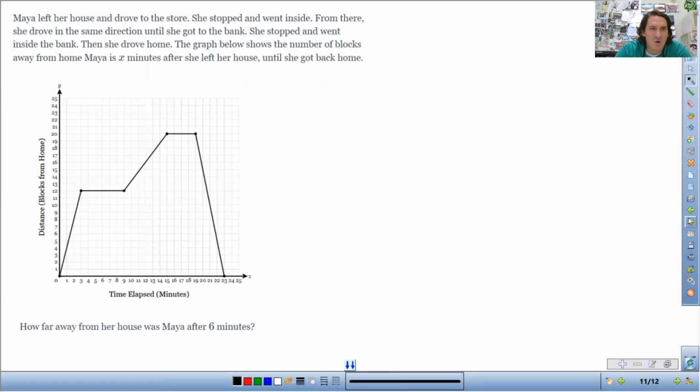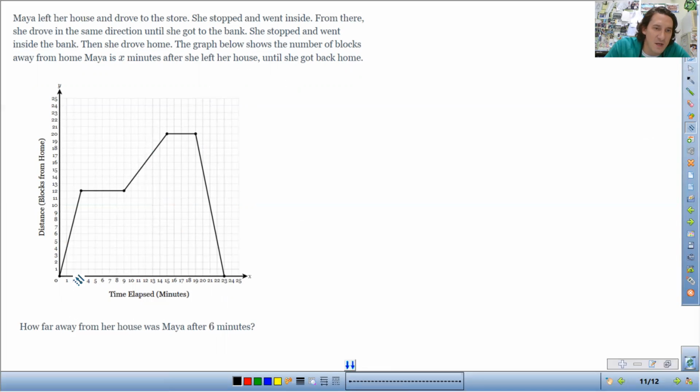So another example, Maya left her house and drove to the store. She stopped and went inside. From there, she drove in the same direction until she got to the bank. And then she drove home. So this is like the first problem we did. The graph below shows the number of blocks away from Maya in X minutes after she left the house until she got home. How far away from her house was Maya after 6 minutes?